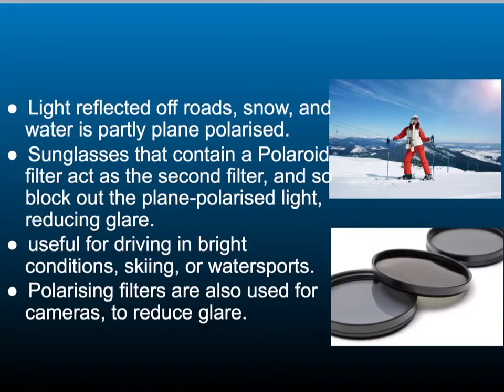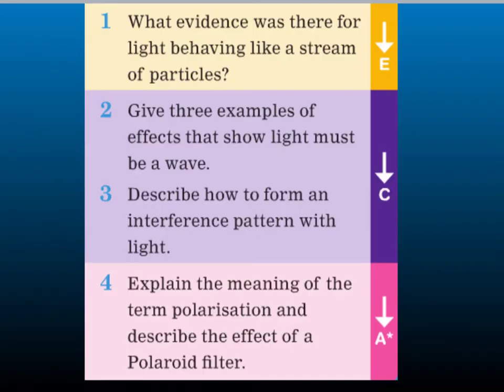So why are these filters useful for us? Well, light is reflected off roads, snow and water. It's only partially plane polarised. Sunglasses that contain Polaroid filter act as a second filter and so block out any of the glare. This can be useful for driving in bright conditions, skiing or water sports. Polarising filters can also be used for cameras to reduce the glare when taking pictures.